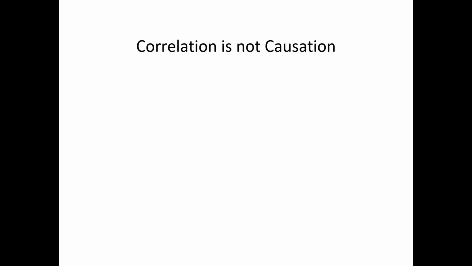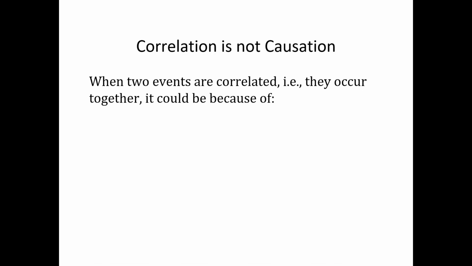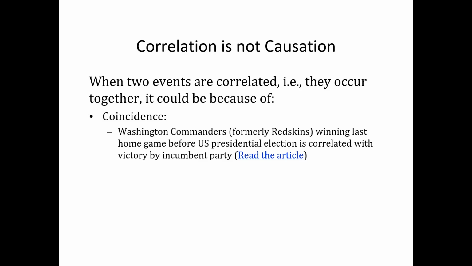Correlation is not causation, so beware of being misled by a correlation into thinking that there is a cause and effect. When two events are correlated, that is, if you see them occurring together, it could be because there is a cause and effect relationship between them, but it could also be because of two other reasons. One, it could just be coincidence.